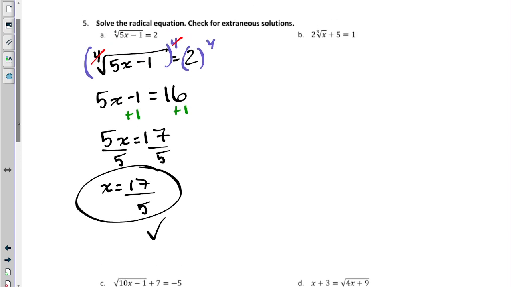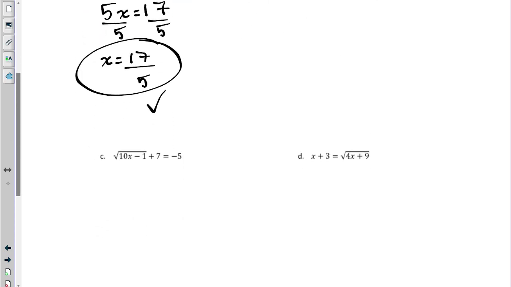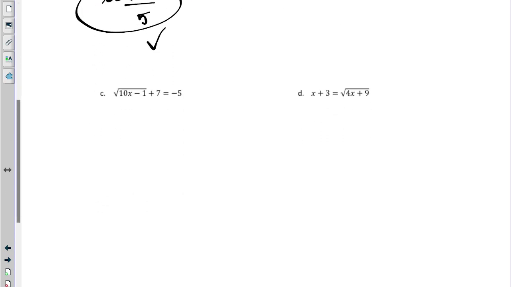All right, let's try. I guess I should try maybe C. Although this one gets funky. D gets funky too, so maybe we'll do that one too. Maybe I'll do all of them. Who knows? No, I don't want to do all of them.